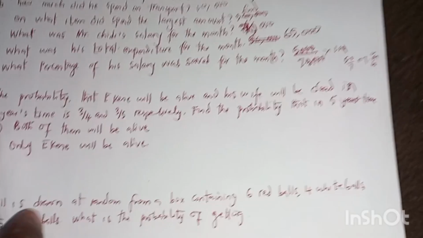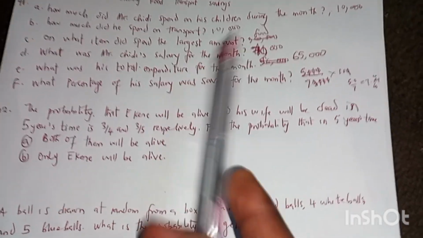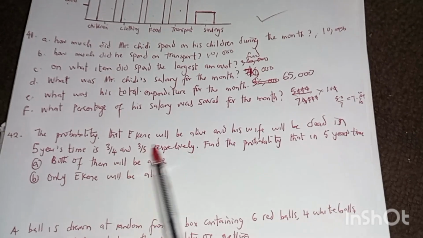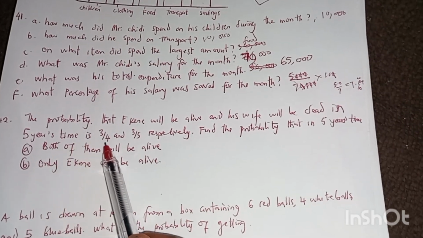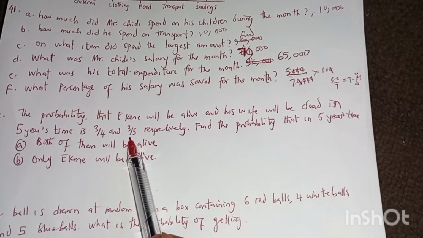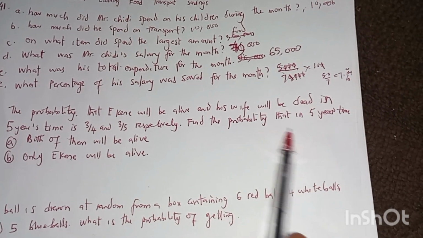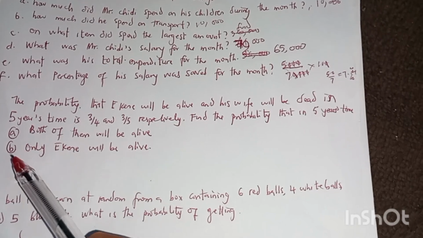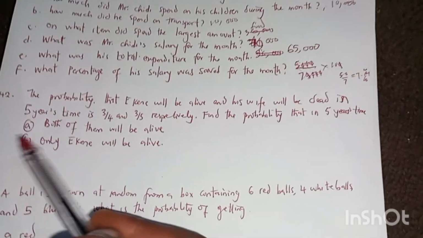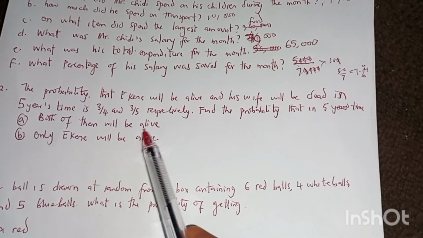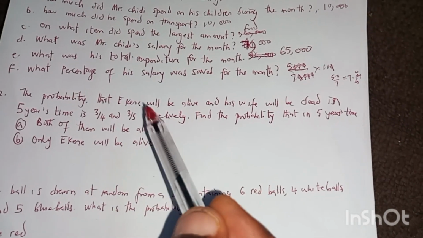All right. So number 42, the probability. This number 41 is statistics. 42, the probability that Ekene will be alive and his wife will be dead in 5 years' time is 3 all over 4 and 3 all over 5 respectively. Find the probability that in 5 years' time both of them will be alive, or number B, only Ekene will be alive. In probability, when you see questions like this, both of them will be alive means that Ekene will be alive and his wife will be alive.